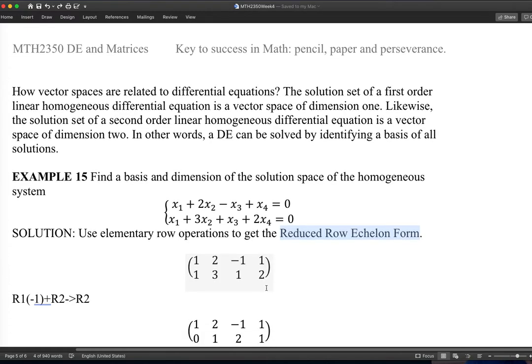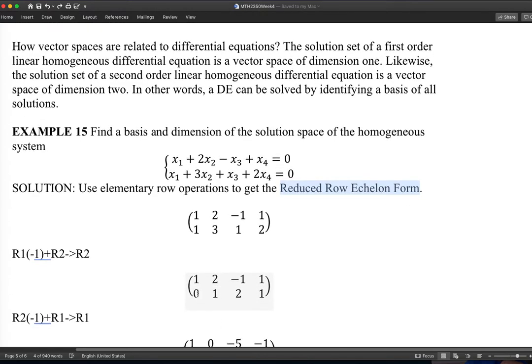To solve the system, it is usually easier to get the coefficient matrix into reduced row echelon form. I take this 1 as a pivot. Remember, in the column where the pivot is, it should be the only non-zero element, so I'm going to make this one 0. What I did here is row 1 multiplied by -1 added to row 2. Usually we make the pivot 1.